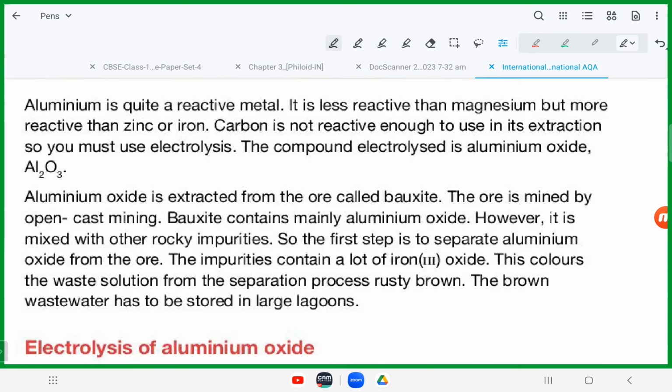What are lagoons, Tarni? It's just like a container. Okay, very good. So you can easily understand what they are saying.